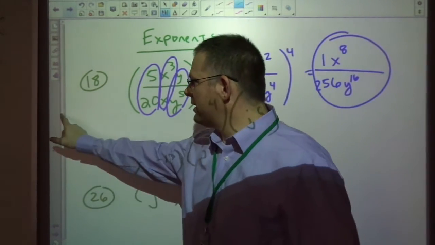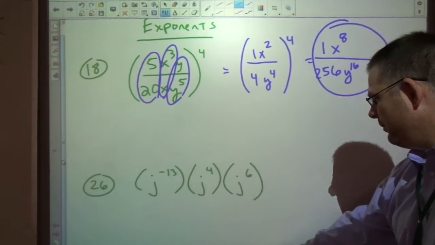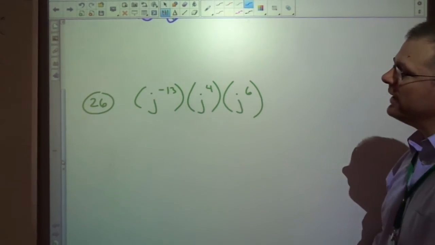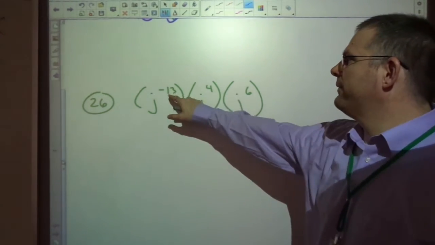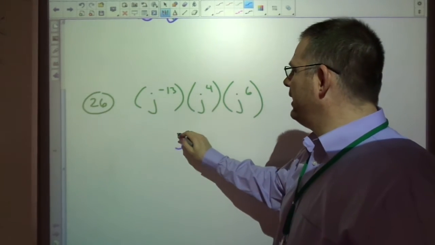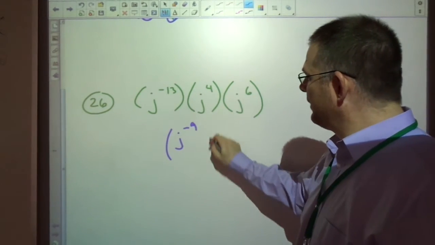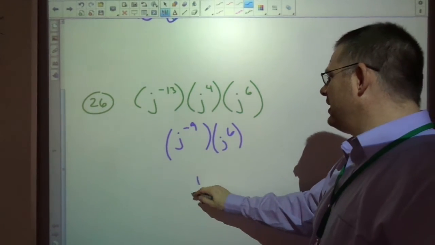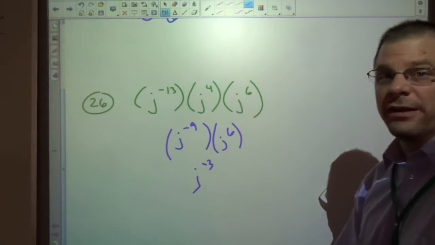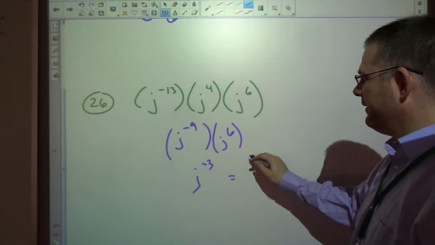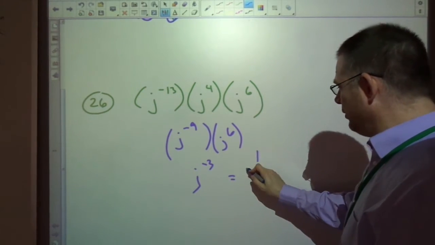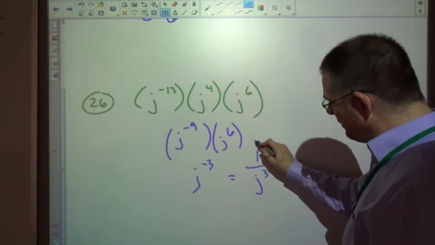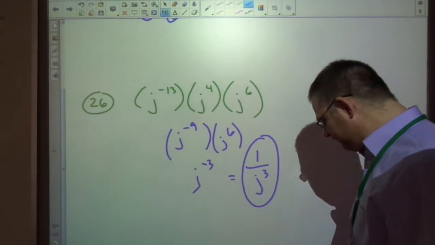For number 26, that was the other request. When multiplying common bases, we just add the exponents. So negative 13 plus 4, that is negative 9. And then negative 9 plus 6, that is negative 3. But we never want to leave it as a negative exponent. That means the reciprocal, so we're going to put it underneath, down here.